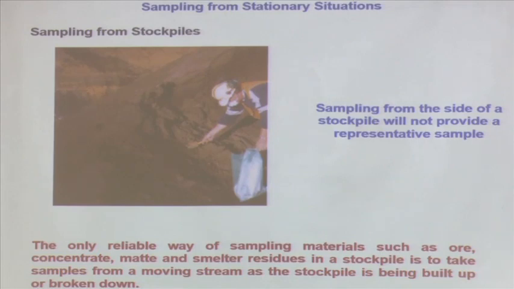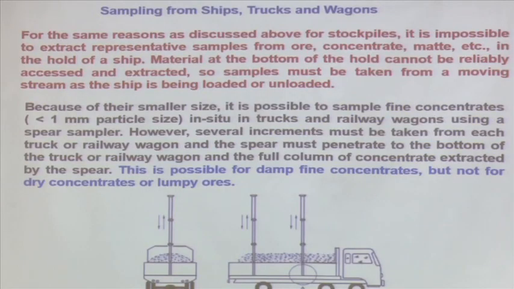That is why I have written: the only reliable way of sampling materials such as ore, concentrate, matte and smelter residues in a stockpile is to take samples from a moving stream as the stockpile is being built up or broken down. That is the ideal case. Sampling from sieves, trucks and wagons. Wagon sampling, that is a big issue in coal.